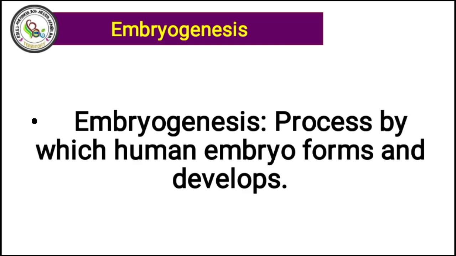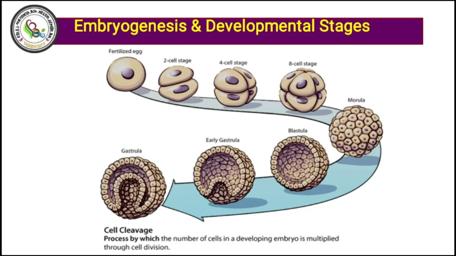Embryogenesis is a process by which the human embryo forms and develops. The zygote undergoes a series of cell divisions and cell differentiation to form the embryo and occurs during the early stages of development. Once fertilized, the ovum is referred to as a zygote, a single diploid cell.